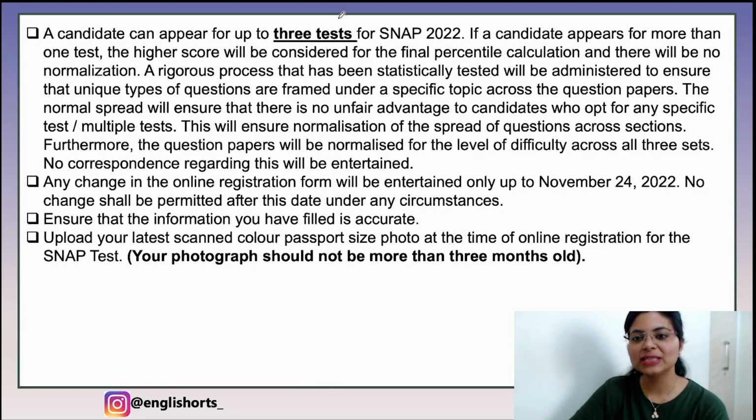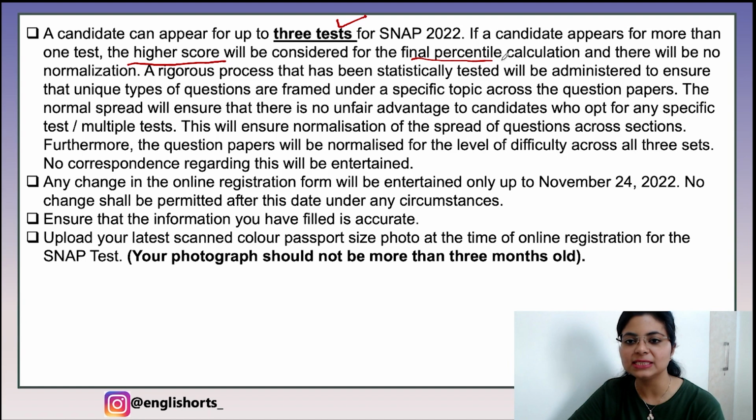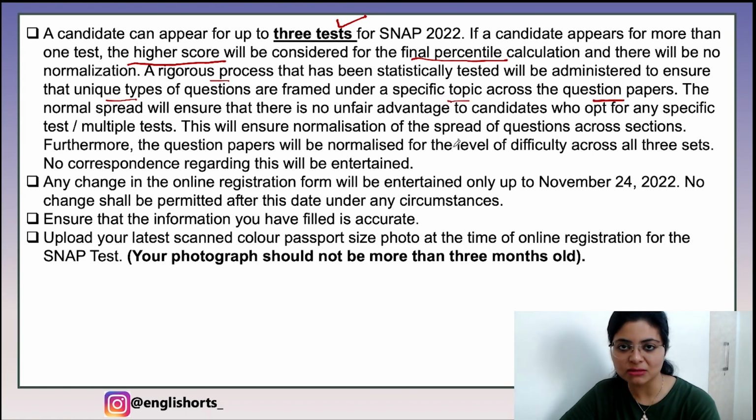So you can take up to 3 tests, and if you're taking more than one test, then whatever is your higher score out of the three will be considered for the final percentile calculation. There is no normalization that happens. They follow a rigorous process, the website says, and they make sure that there are unique questions of all topics across all the question papers, which means 3 question papers. And the normal spread is done in such a way that there is no unfair advantage if you are taking the test, let's say, on the last date, rather than taking it on the first date or the second date.